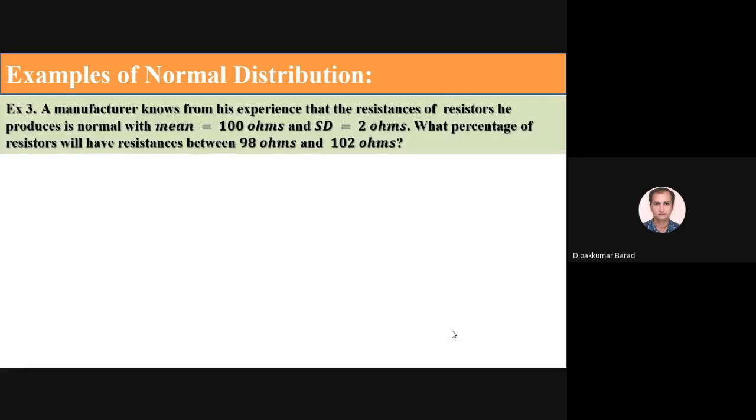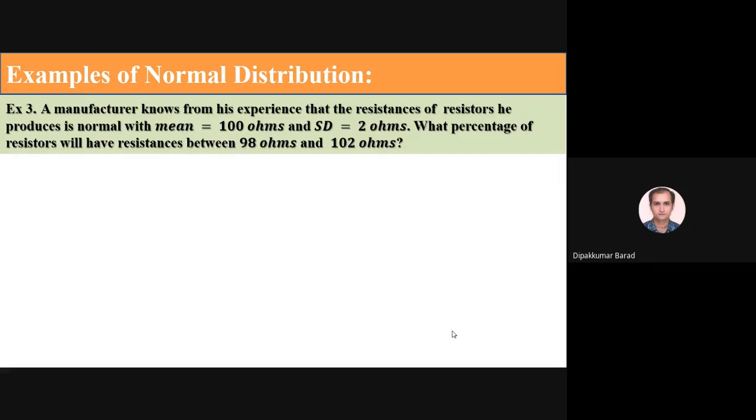Now, a manufacturer knows from his experience that the resistance of resistors he produces is normal with mean 100 ohms and standard deviation equal to 2 ohms. What percentage of resistors will have resistance between 98 ohms and 102 ohms?